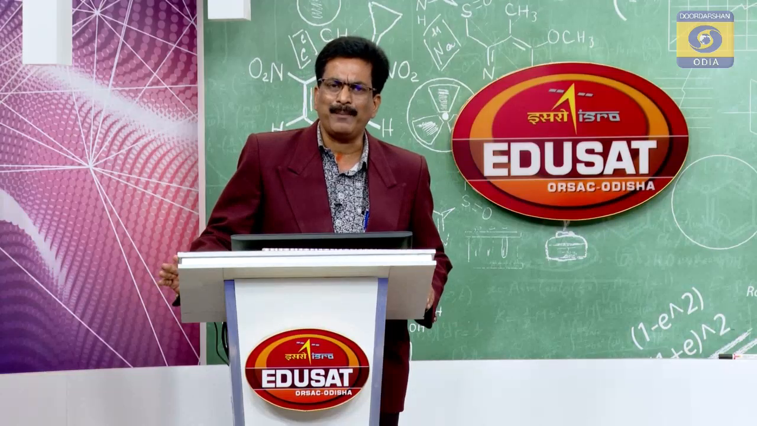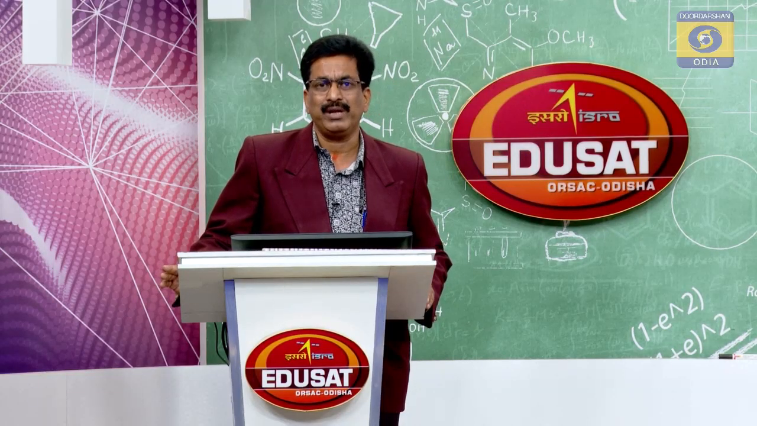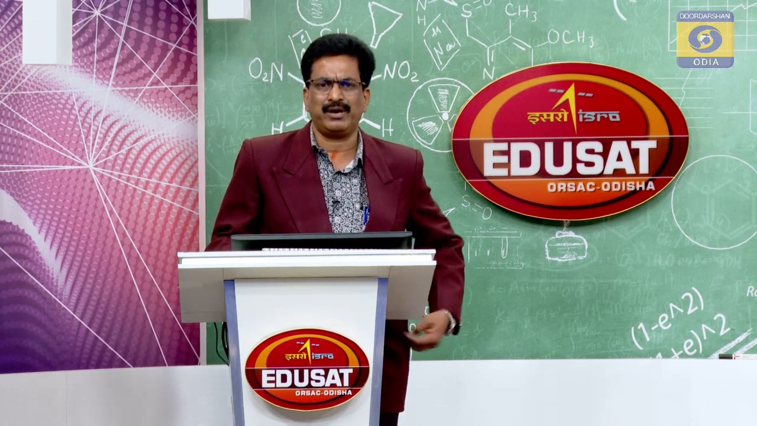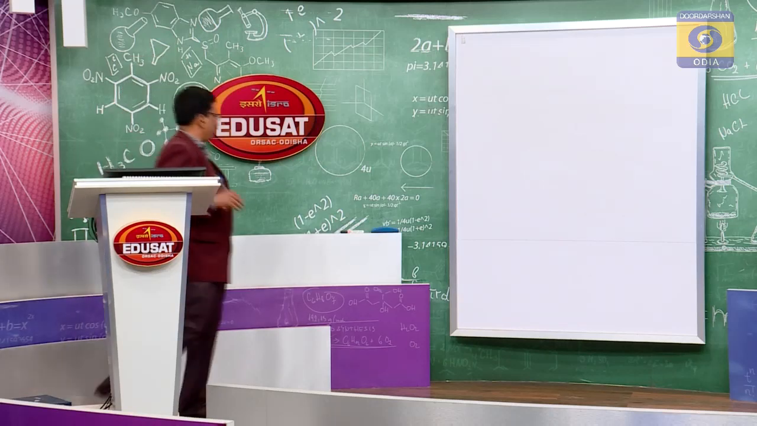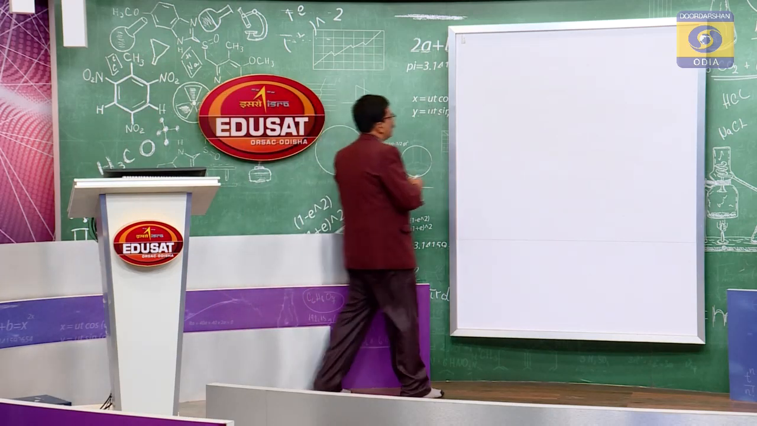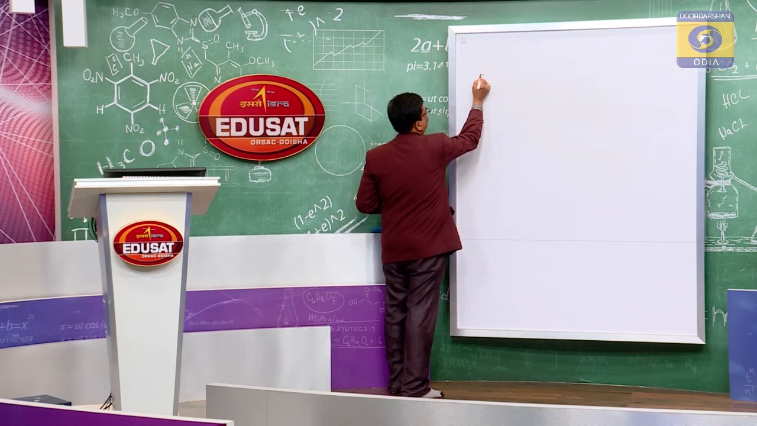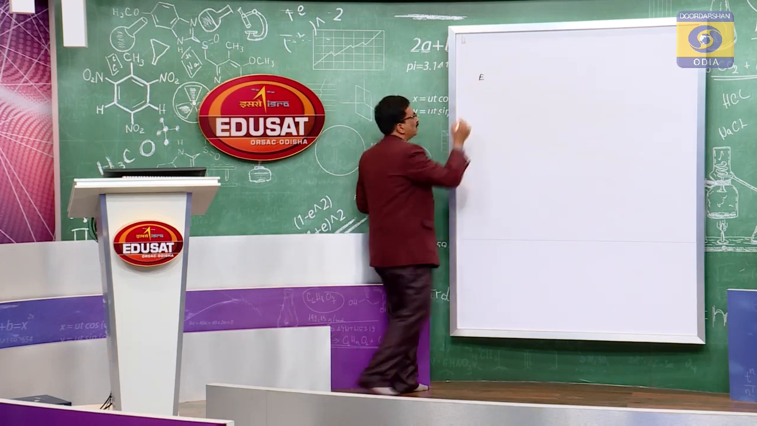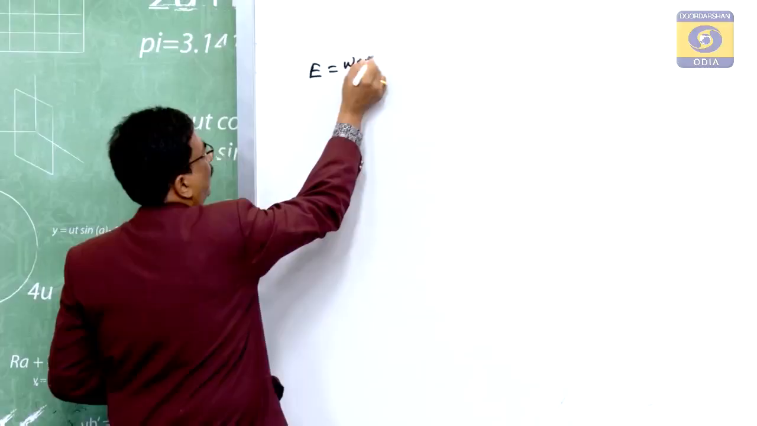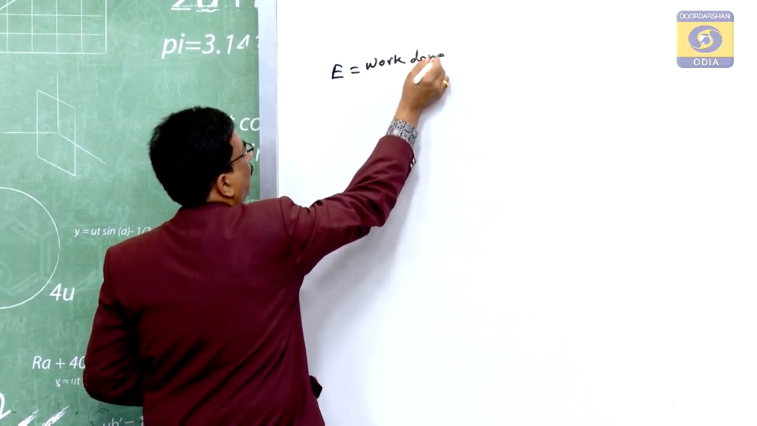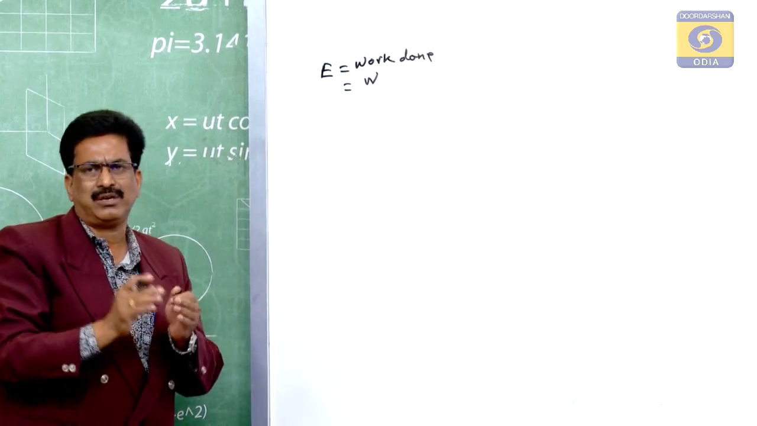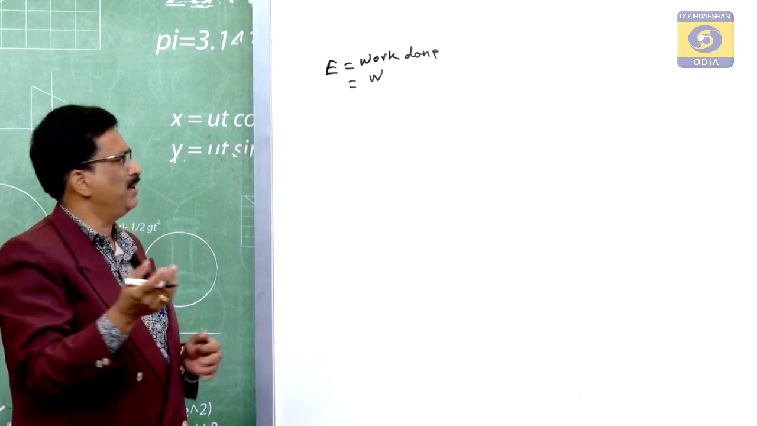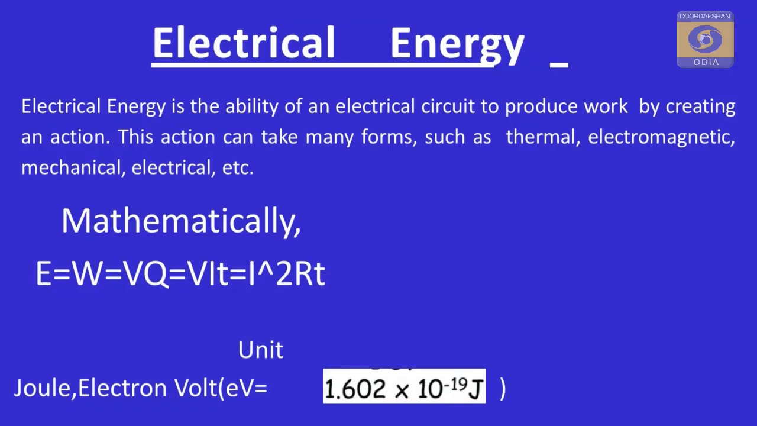So what amount of energy we are using or converting, that we have to discuss. Let's see the mathematical one. If energy is E, that is nothing but the work done, W. And this work is done due to the electrical system. How this work is related to the electrical system, we have to discuss.